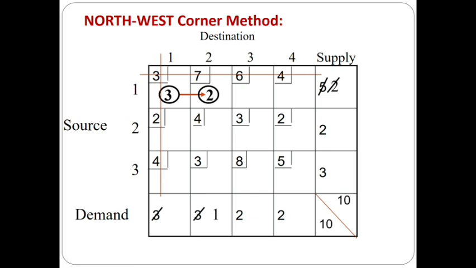Here we can allocate as much as 1 unit, and the remaining unit is 0 here, and here the remaining unit will be 1. So we can just cross out the entire column also because of the 0 demand availability here, right? Next, this is the remaining matrix. In this remaining matrix, the northwest corner cell is this one. So here we can allocate only 1 unit.